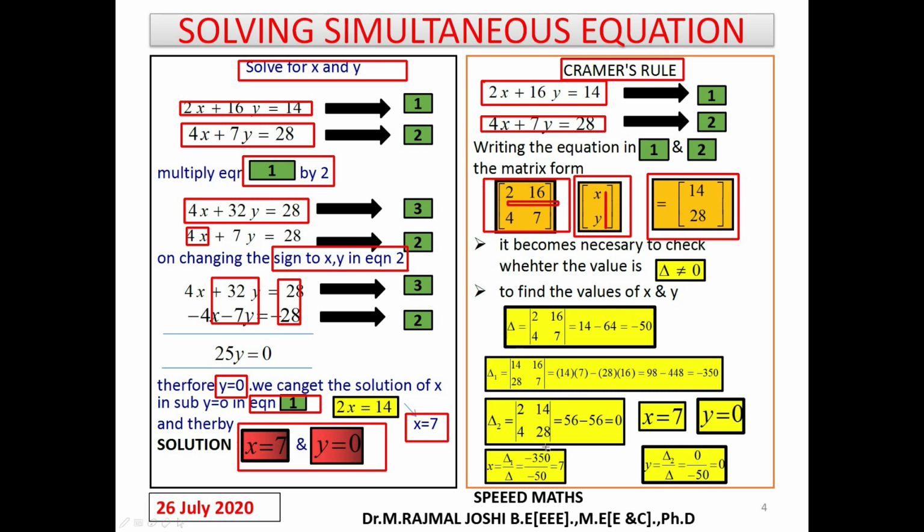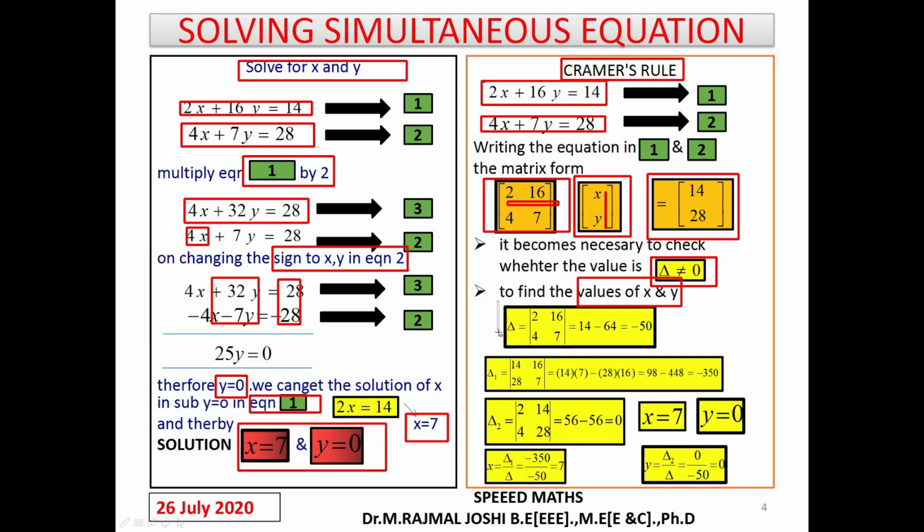Before trying to find the solution for x and y, it is always necessary to check whether the value of the determinant del is not equal to 0. Only if it is not equal to 0 is it possible to find the values of x and y. For this problem, del is not equal to 0. We take the coefficients of x and y and write the del as 2, 16, 4 and 7. Always read the first row and then the second row.